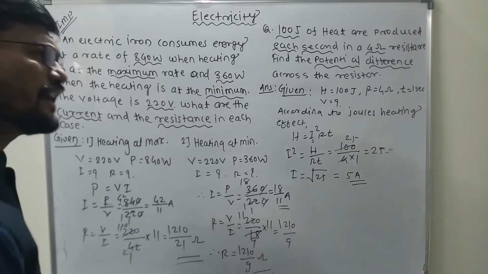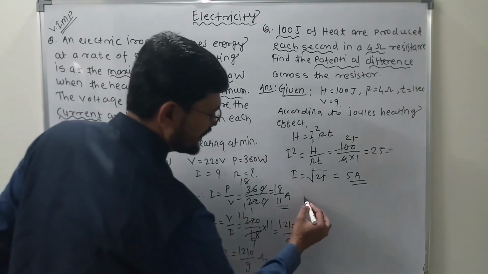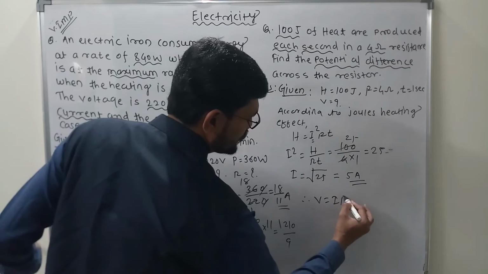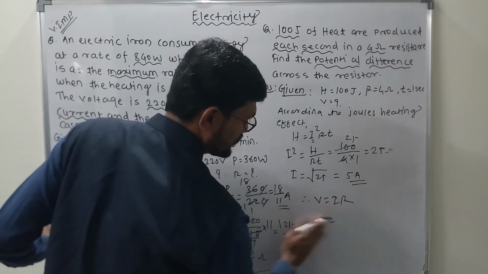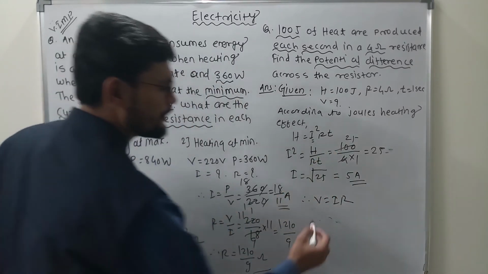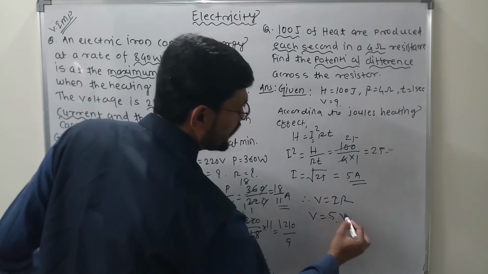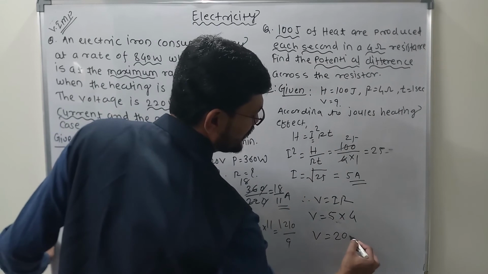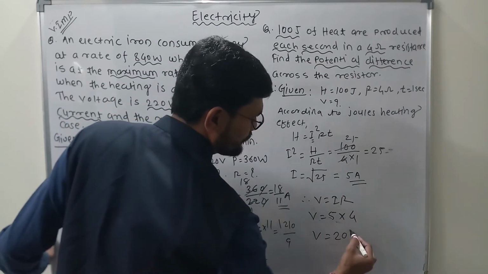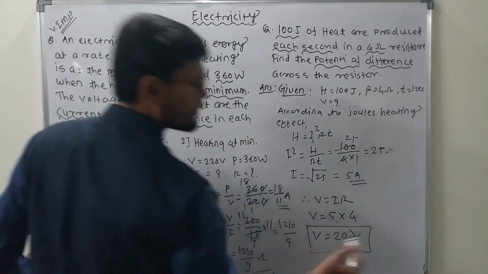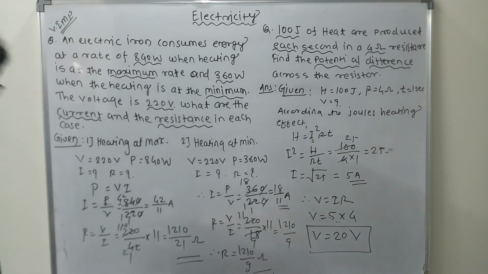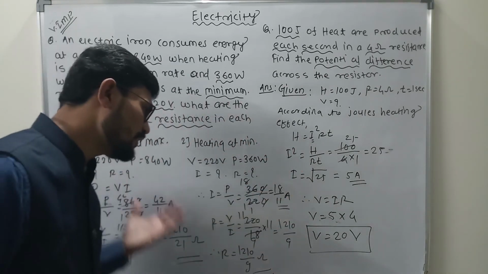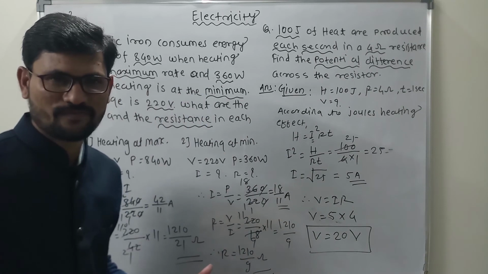We have I. Can we calculate V? Yes. How? Therefore, V is equal to IR. We wanted to calculate V itself. So V is equal to I, 5, times R, how much? 4. So then what is the potential difference? 20 volt. This is the potential difference. This is the way to calculate the answers. Is it clear?